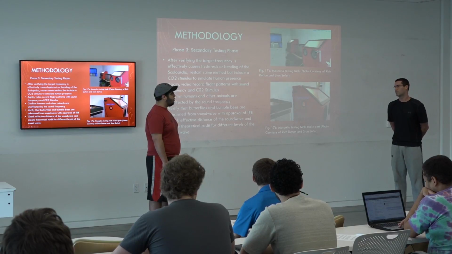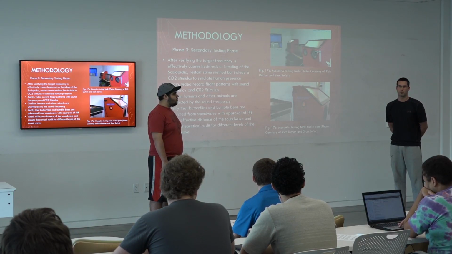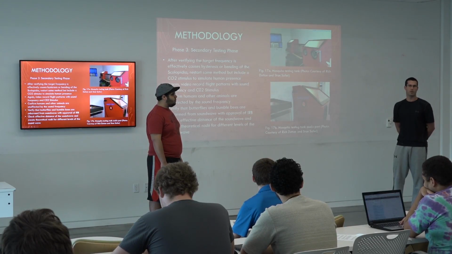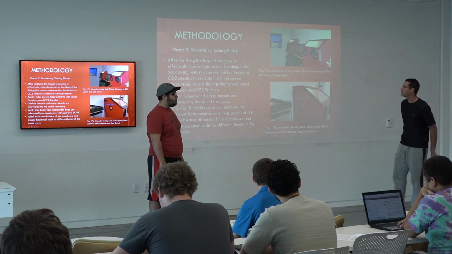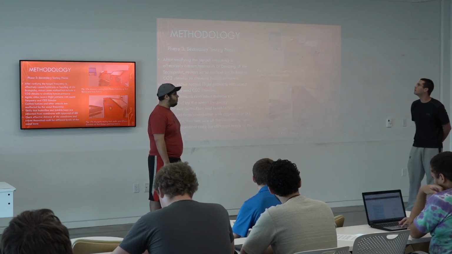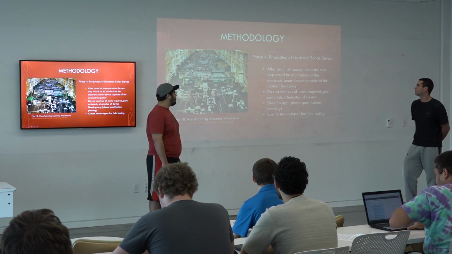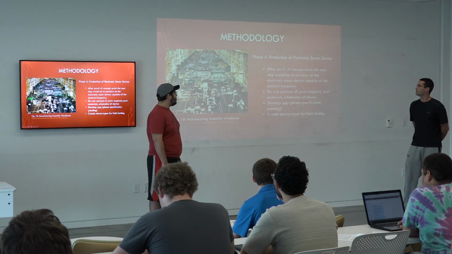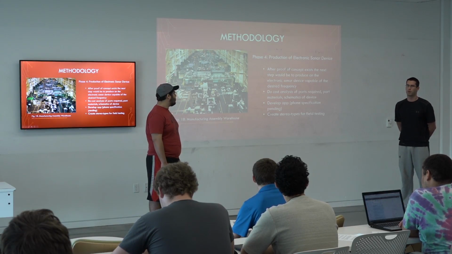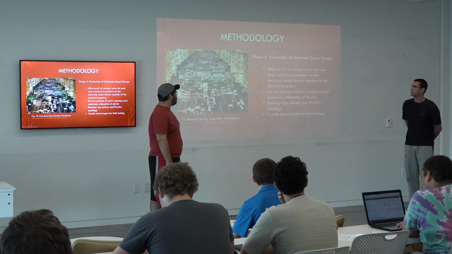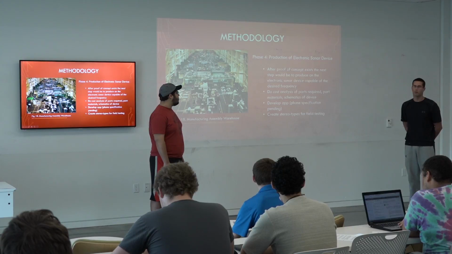Then we would also check the effective distance of the sound wave we're producing to see what kind of radius we could have. That way, if you had like a theme park, you could set up multiple speakers so that you would have a full radius of the whole park instead of just sections. Then phase 4, if we were able to prove all of this, then we would start production of prototypes to be able to send out for testing and to potential companies for manufacturing.